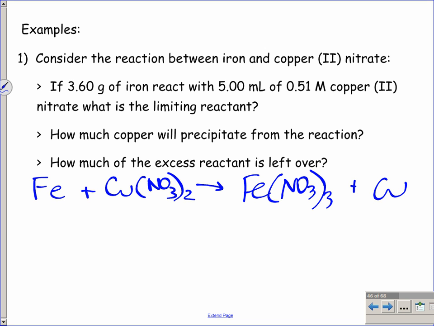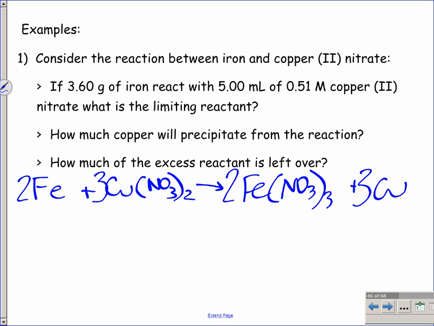So we have our process. We know what we're looking for. How do you balance? You need 3 nitrates, so 2 on the iron 3 nitrate. Beautiful, you're speaking my language. And what else do I need? A 3 on the copper and 2 on the iron. Okay.